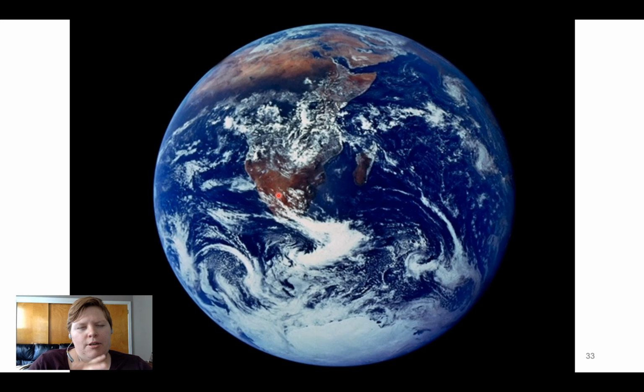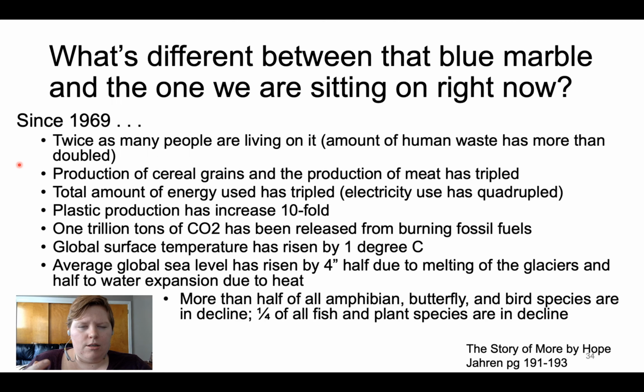But since 1969, twice as many people are living on planet Earth. We've been able to triple the amount of wheat and corn and beef we produce. The amount of energy used across the globe has tripled since 1969. Our use of plastic has increased more than 10 times. We're releasing 1 trillion tons of carbon dioxide.